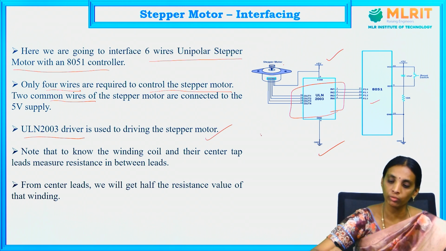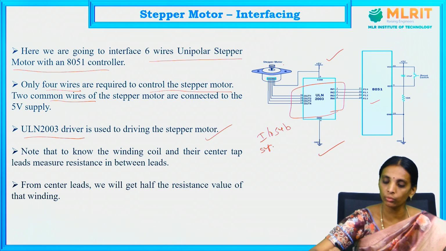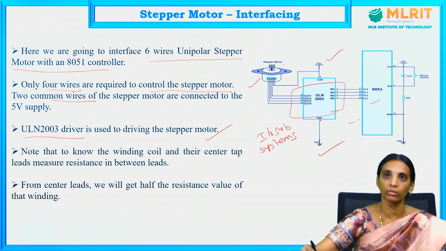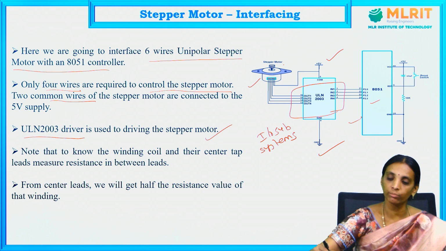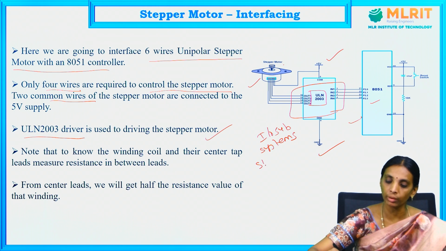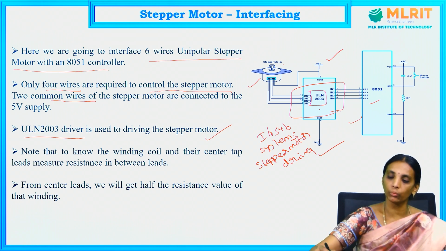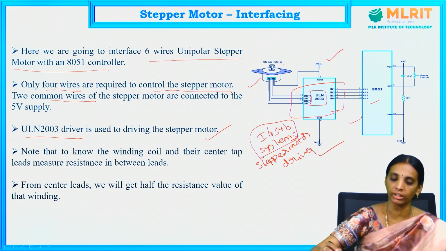In the previous video session, we discussed the IO subsystems which are used for interfacing the input and output devices to the microcontroller. Here in this application of interfacing the stepper motor, this ULN 2003, which is the stepper motor driver, can be used as the IO subsystem.